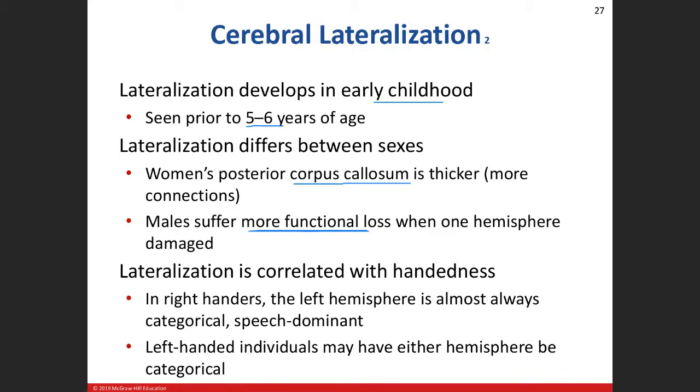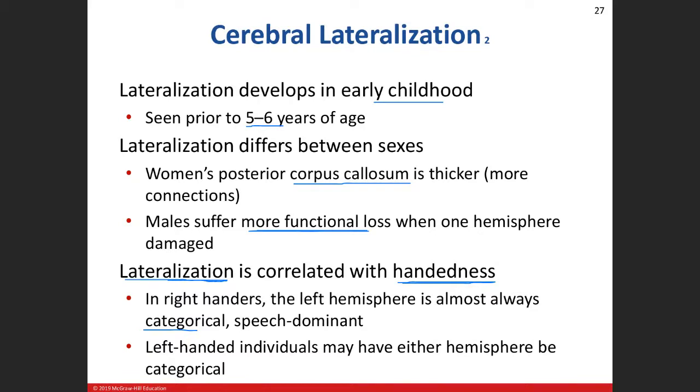And we have found that lateralization is correlated with whether you're right-handed or left-handed. So if you're right-handed, it's highly likely that your left hemisphere is going to be the categorical. Now we say almost always. There are always exceptions, but for the most part, well over 95% of us. I'm a right-handed person, so I'm assuming that my left cerebral hemisphere is my categorical hemisphere, and my right cerebral hemisphere is going to be my representational.